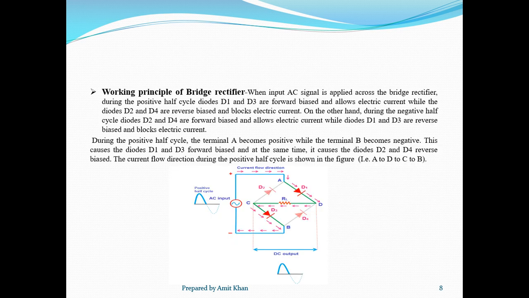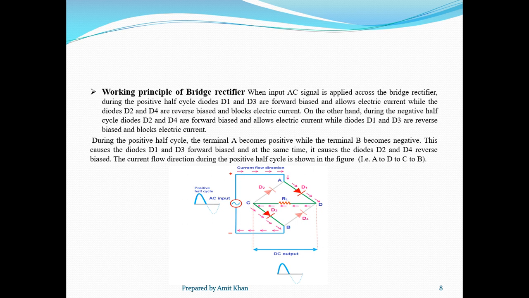Now, how a bridge rectifier works. When an input AC signal is applied across the bridge rectifier during the positive half cycle, diodes D1 and D3 become forward biased and allow electric current, while D2 and D4 are reverse biased and block the electric current. On the other hand, during the negative half cycle, diodes D2 and D4 become forward biased, so they conduct, and diodes D1 and D3 become reverse biased, so they do not conduct.